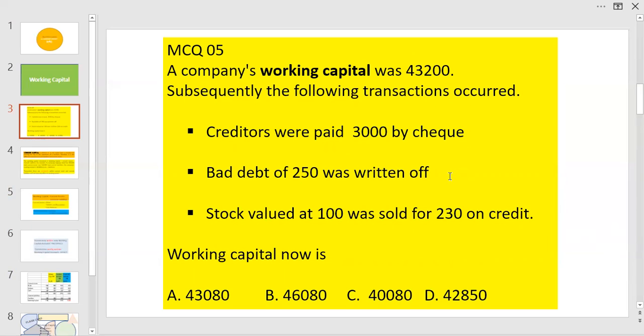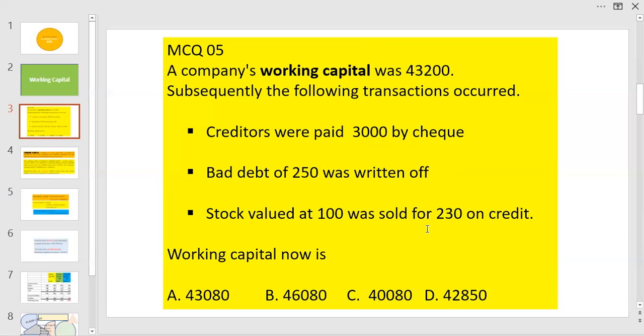Let's go to the second transaction, where bad debts of 250 was written off. A current asset, debtors, has come down by 250, whereas the other entry has gone elsewhere. If you think carefully, you will know bad debts are an expenditure, and that will go to the profit and loss account and it will get written off. Therefore, the working capital will come down by 250, say minus 250.